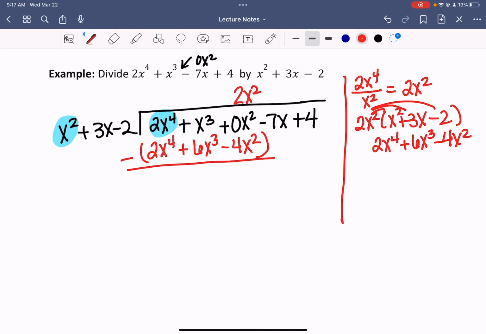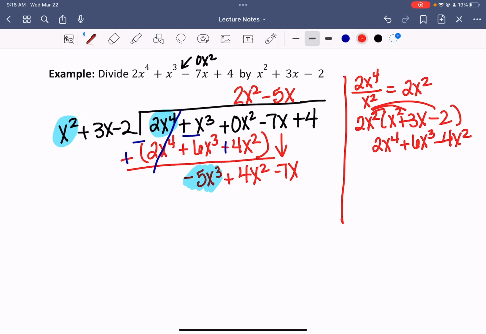Make sure you're subtracting the whole thing, so change all those signs. This would cancel. And that gives me negative 5x cubed plus 4x squared. And then bring down that next term of negative 7x. Again, it's a lot of pieces. Just go slow, be detail oriented. We're comparing these front two terms. So that would give me a negative 5x for my next piece.